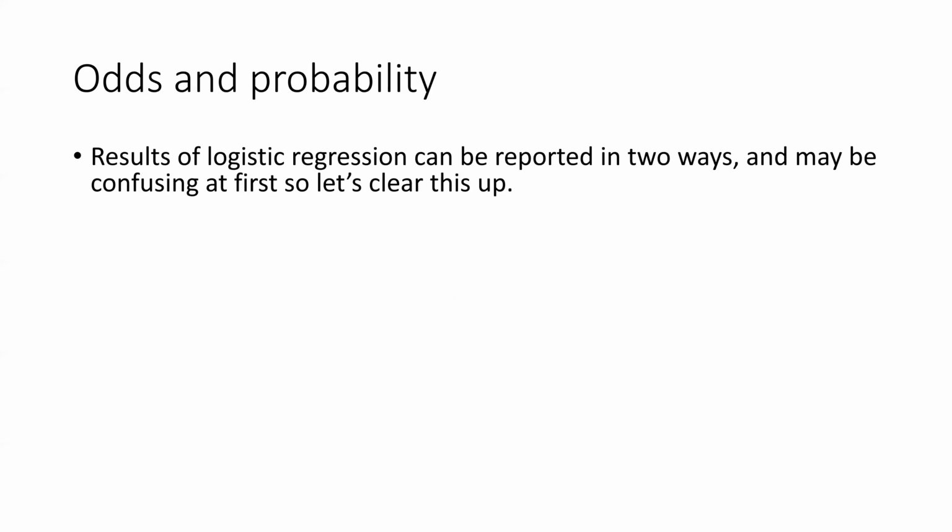So if you ever come across logistic regression in the wild, you'll be able to spot it. And if it's expressed in odds, you can just turn that into a classification problem really easily by converting it to probabilities. So yes, results of logistic regression can be reported in two ways, and it may be a bit confusing, so we're going to clear all this up.